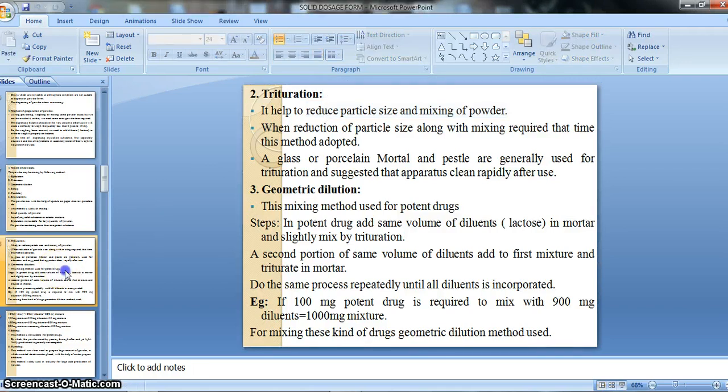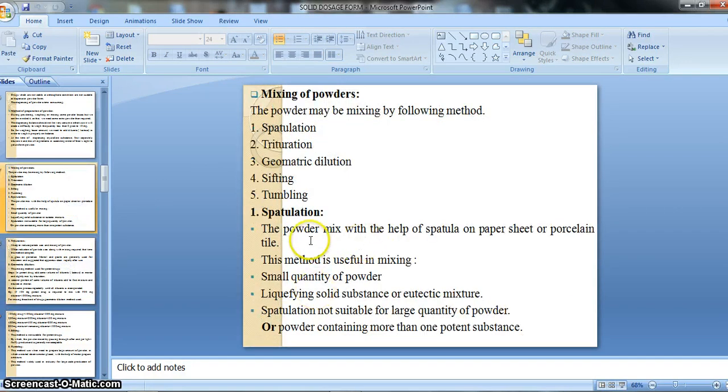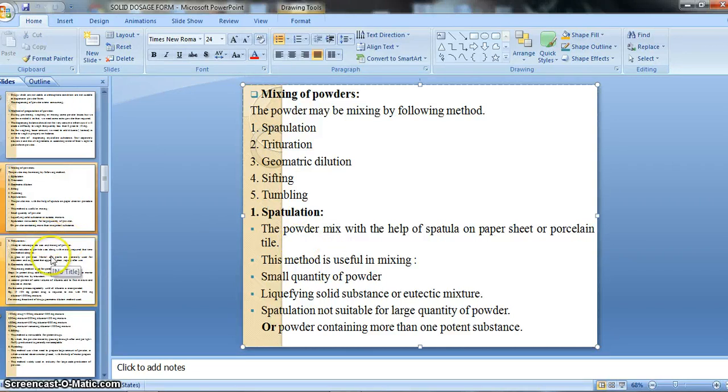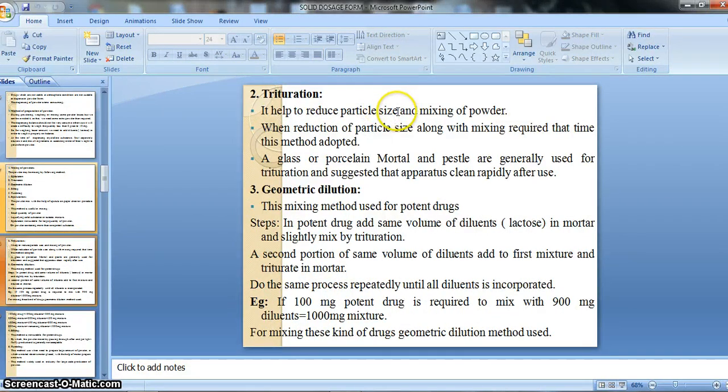See, in the case of spatulation, only mixing is done. There is no particle size reduction. But in the trituration method, we can reduce the particle size as well as mix the ingredients. Means there are two kinds of work happening: reducing particle size and mixing of powder.